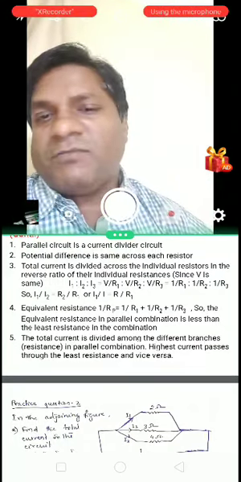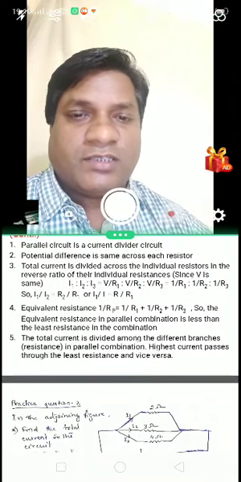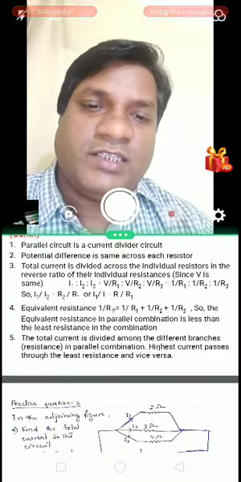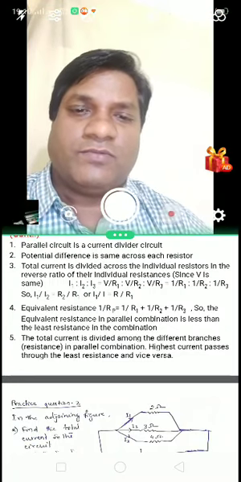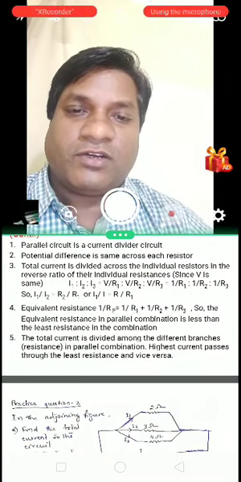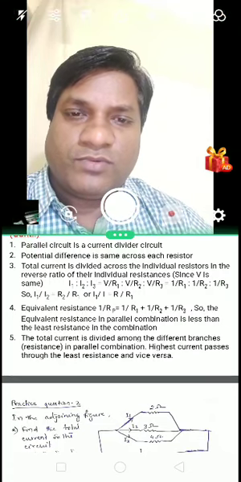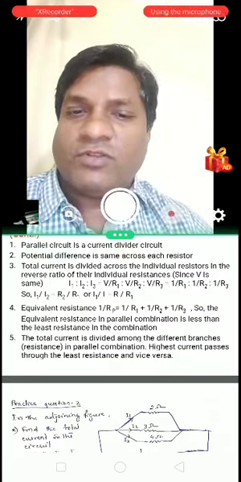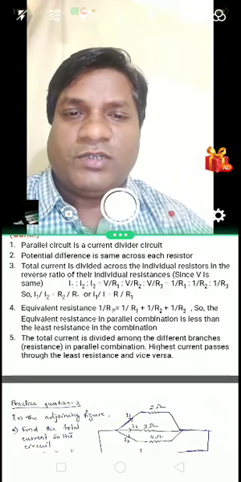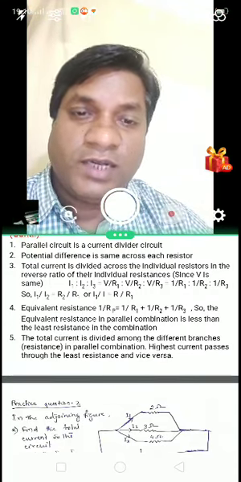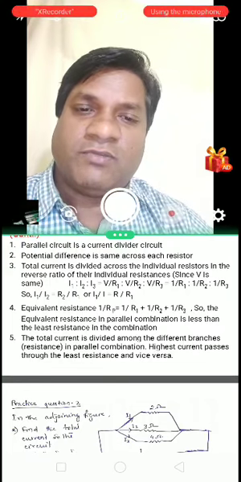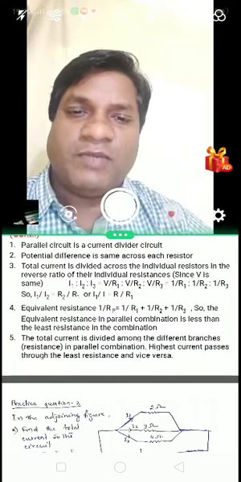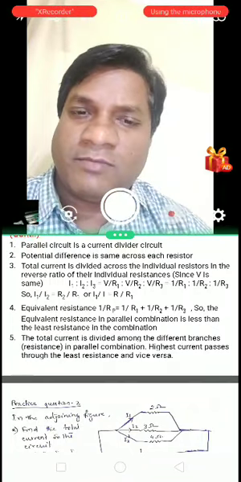The same is applicable for the total circuit also. That means the current through any one branch divided by the total current flowing through the circuit is equal to the equivalent resistance of the parallel combination divided by the resistance of that branch. That means I1 by I is equal to R by R1.